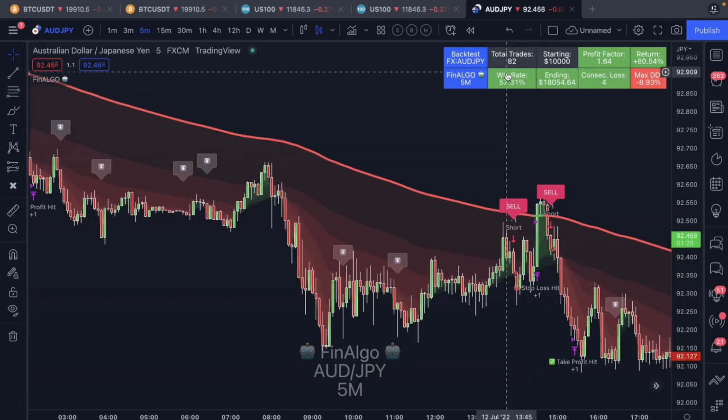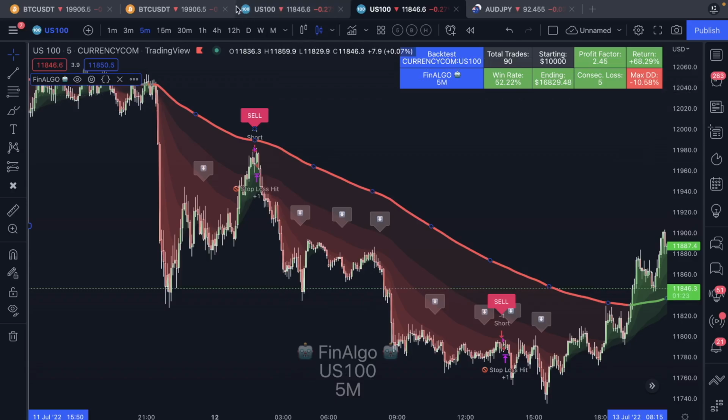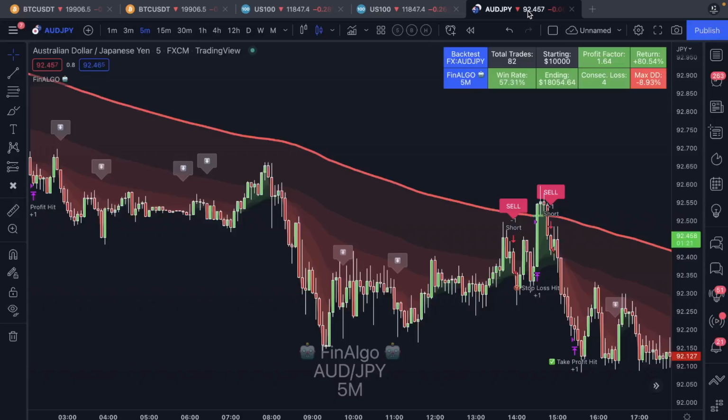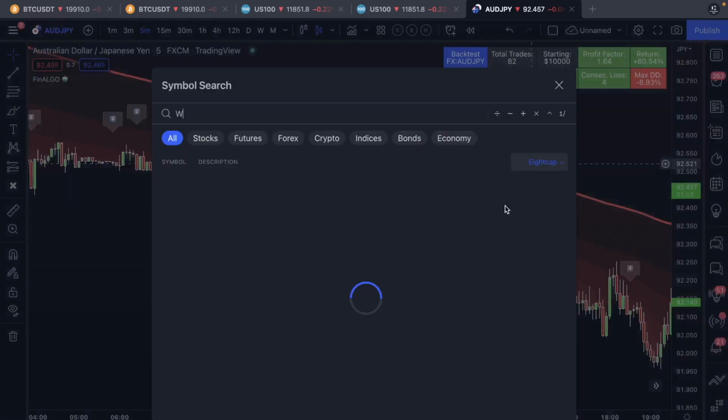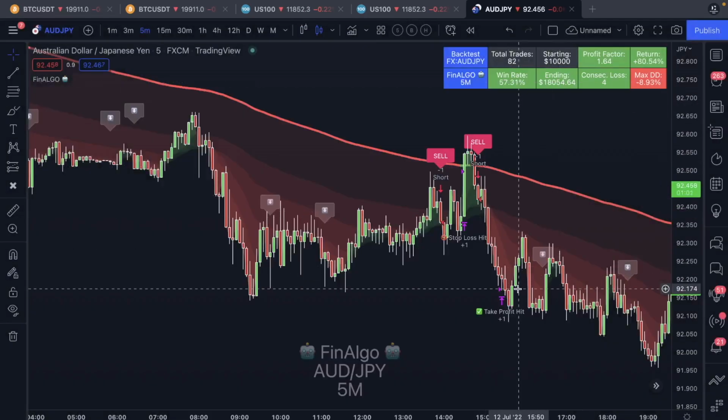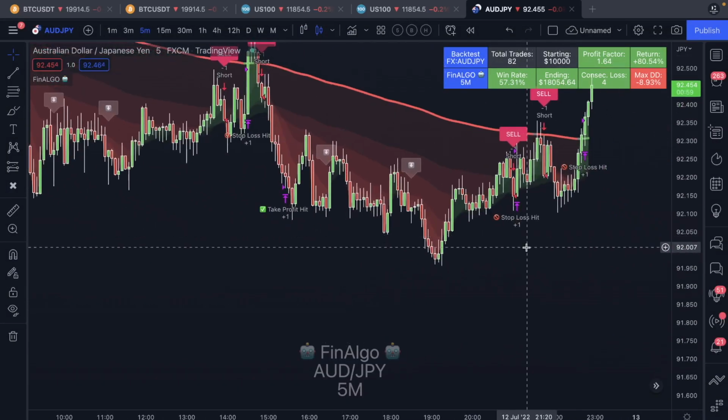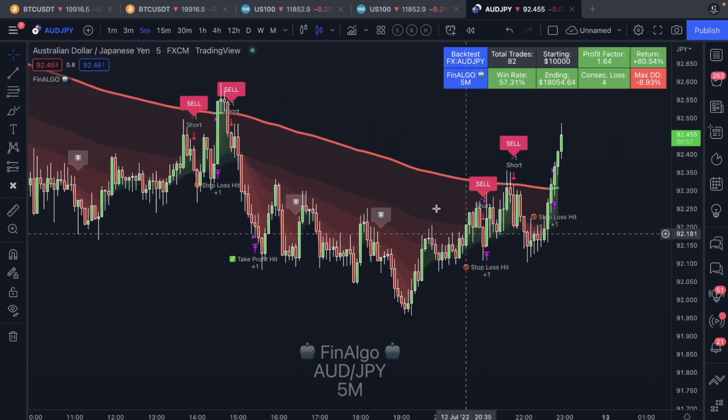So here we see over 82 trades, so a few more trades than the Bitcoin 5-minute chart. Over 82 trades, we have a win rate of 57% and a return of 80%, risking 2% per trade and a max drawdown of roughly 9%. So here we've seen we got a losing trade, and after that straight away we had another big winner. So now it's all up to you.